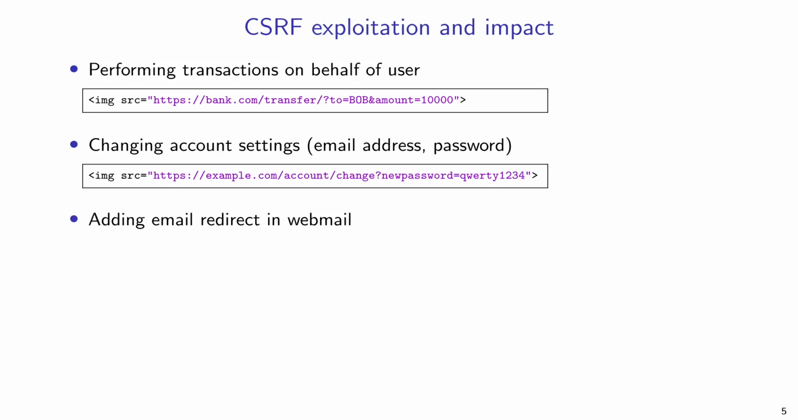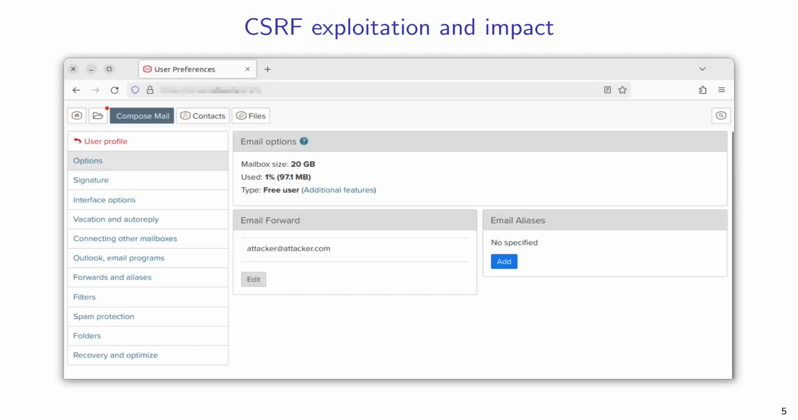Adding email redirect in webmail is another interesting exploitation scenario. Here, the idea is that a victim opens a phishing email in a vulnerable webmail application, clicks on a CSRF exploit link, and later, if the victim is lucky, the victim may notice that under the webmail settings, there is an email forwarding added to the attacker's email address, which was added as the result of a successful CSRF attack.